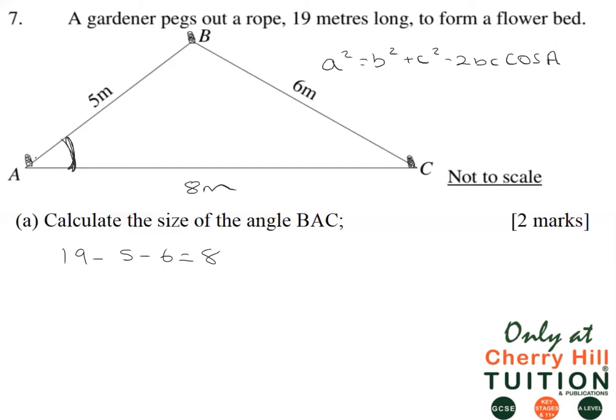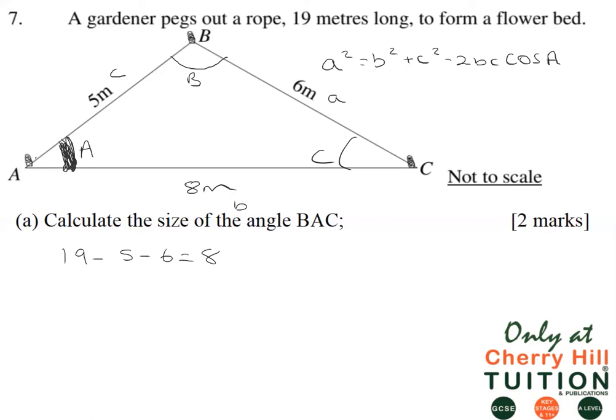So because we're working out BAC, what we can do is label this as angle A, and the opposite length is length A. This can be angle B. This is length B. This is angle C, and this is length C. And now all we need to do is plug our values in.